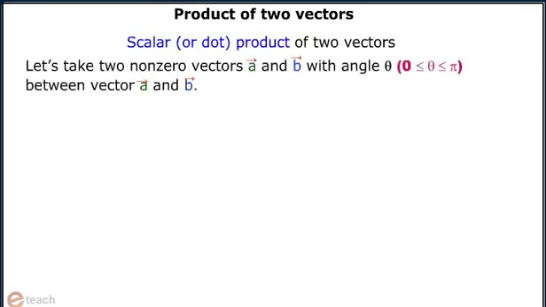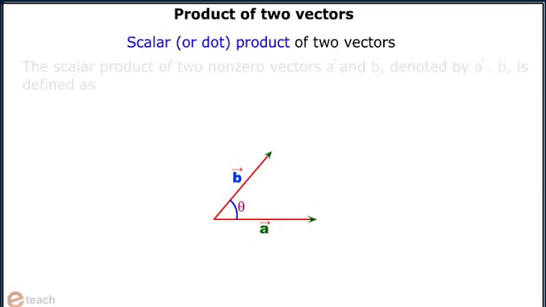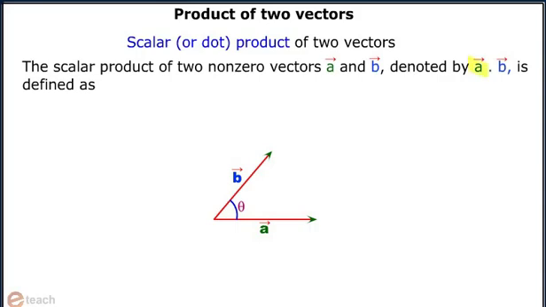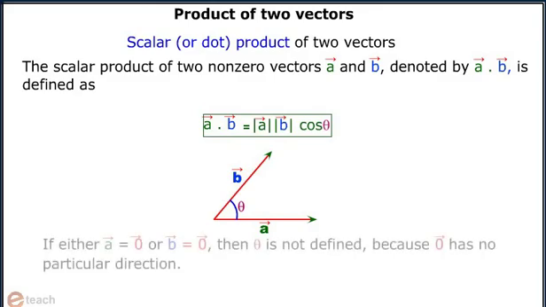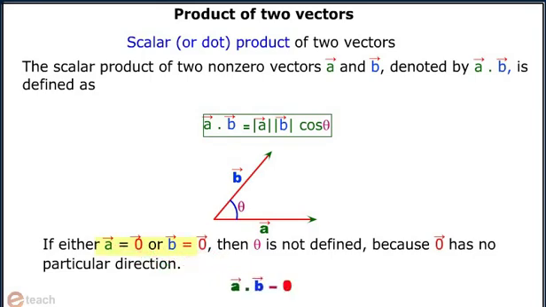Let us take two non-zero vectors a and b with angle theta between them, where theta varies from 0 to pi. The scalar product of two non-zero vectors a and b denoted by a dot b is defined as a dot b vector equals modulus of a vector into modulus of b vector into cos theta. If either a vector equals 0 or b vector equals 0, then theta is not defined because 0 vector has no particular direction.